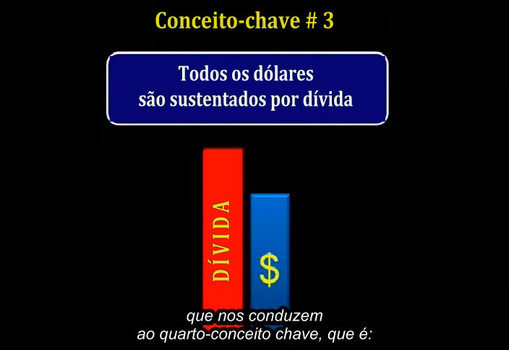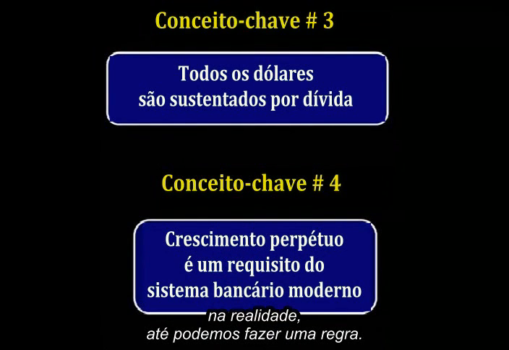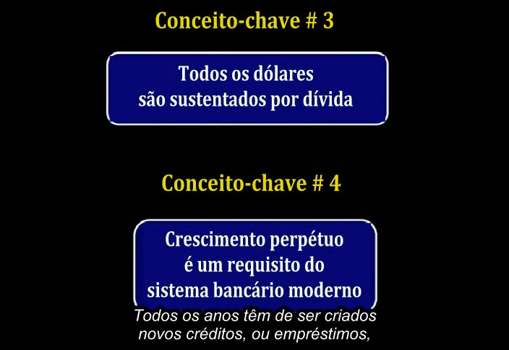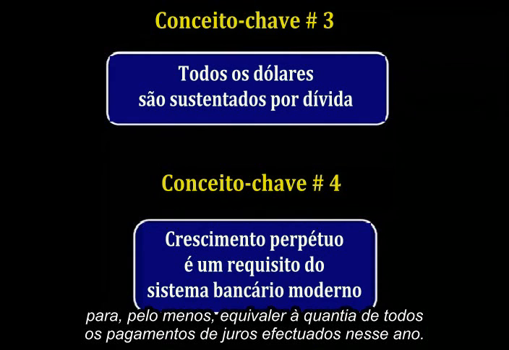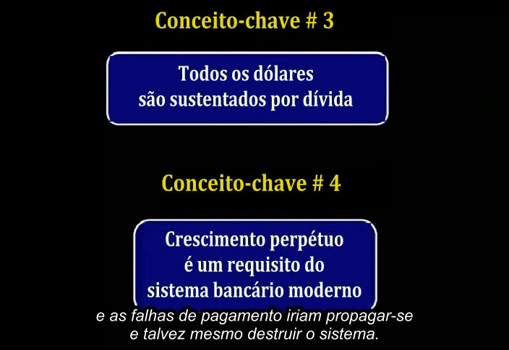all of which leads us to the fourth key concept, which is that perpetual expansion is a requirement of modern banking. In fact, we can make a rule. Each year, new credit or loans must be made that at least equal the amount of all the outstanding interest payments that year. Without a continuous expansion of the money supply, past debts would not be able to be serviced and defaults would ripple through and possibly destroy the system.